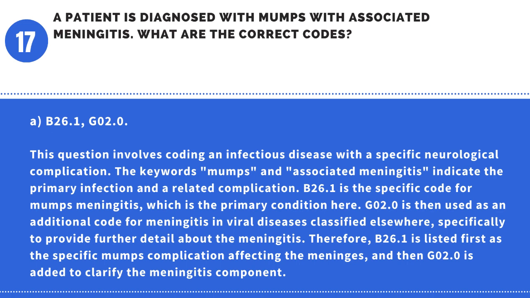B26.1, G02.0. This question involves coding an infectious disease with a specific neurological complication. The keywords mumps and associated meningitis indicate the primary infection and a related complication. B26.1 is the specific code for mumps meningitis, which is the primary condition here. G02.0 is then used as an additional code for meningitis in viral diseases classified elsewhere, specifically to provide further detail about the meningitis. Therefore, B26.1 is listed first as the specific mumps complication affecting the meninges, and then G02.0 is added to clarify the meningitis component.